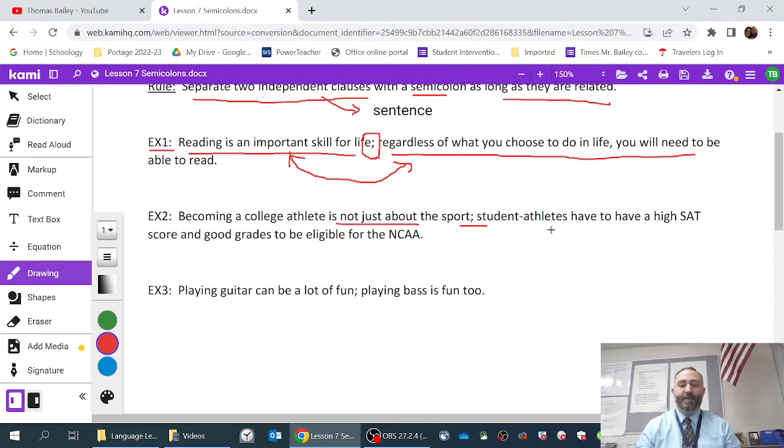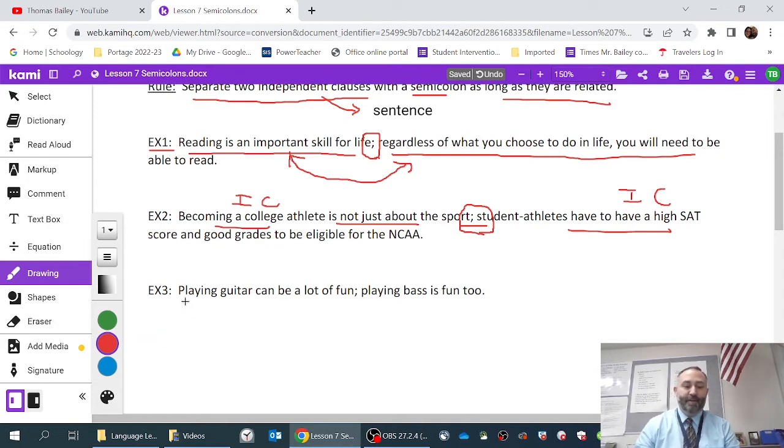Student athletes have to have high SAT scores and good grades to be eligible for the NCAA. Once again, this by itself can stand on its own as a sentence, so we're labeling it as an independent clause. And then on this side, student athletes have to have a high SAT score. This is also an independent clause. And because of that, we don't need to put a period between them. We actually can just put a semicolon. That brings us to example 3.